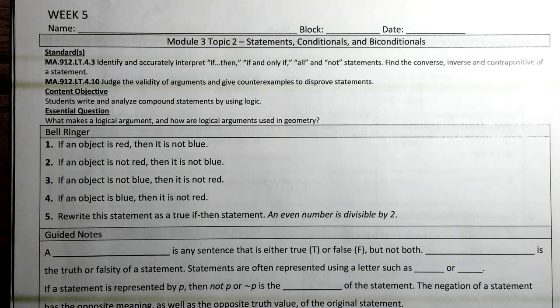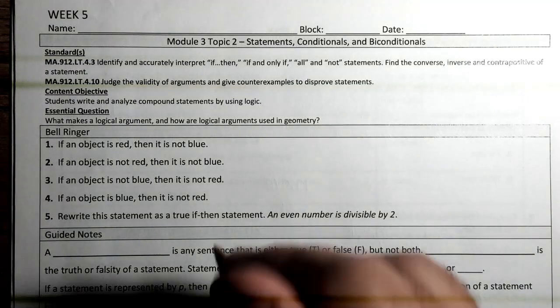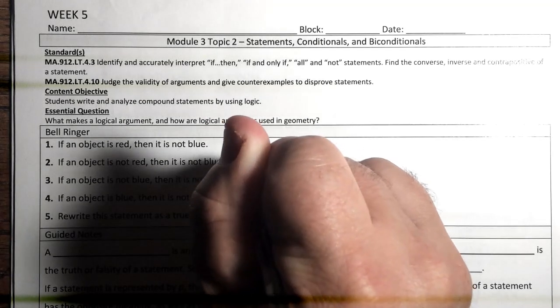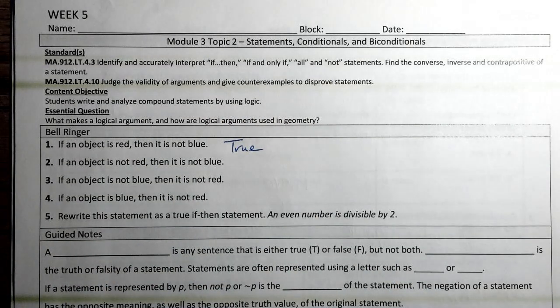Okay, bell ringer. Number 1. If an object is red, then it is not blue. Would it be true or false? Can something be red and blue at the same time? Only if it's purple, and that's overstretching the boundaries. So this would be true. If something's red, it's not blue.